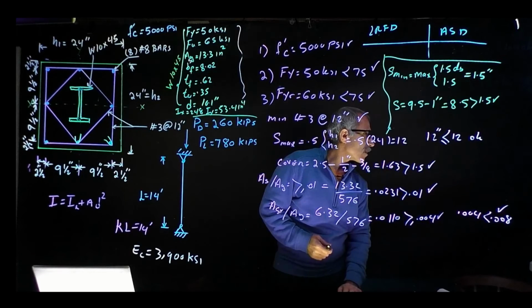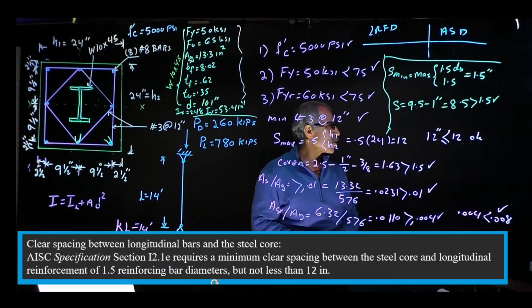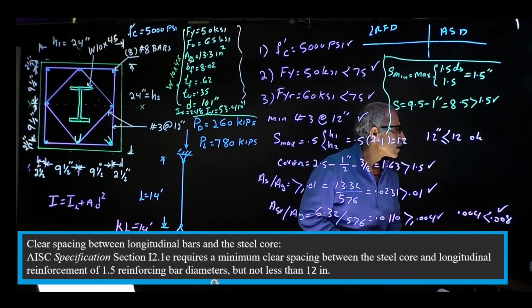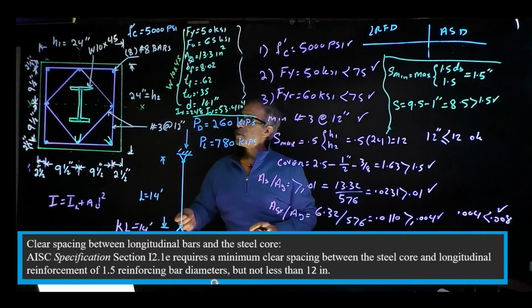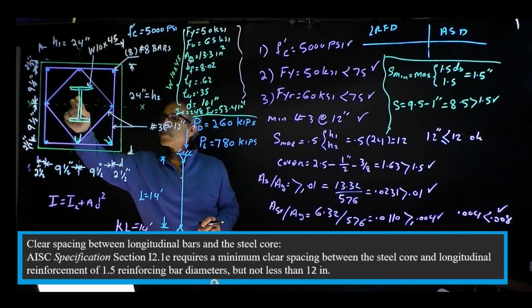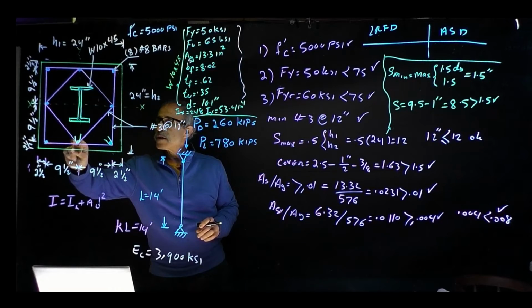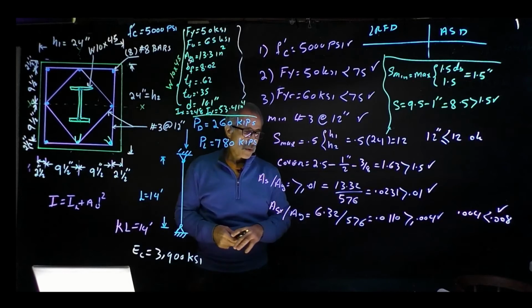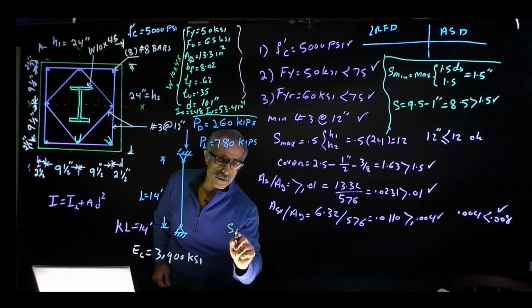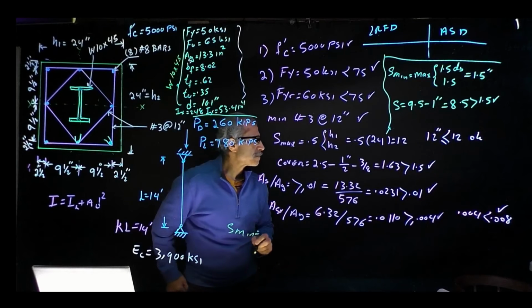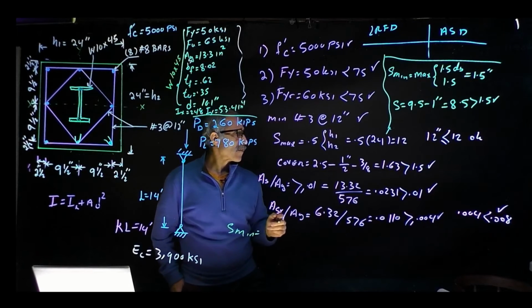We check out. Another spec says the closest rebar to each other, the clear spacing between longitudinal bars and the steel core. So really the closest one will be this one right here to that, unless we figure out what it is. And the formula says that S minimum should be the same thing, 1.5 inches.